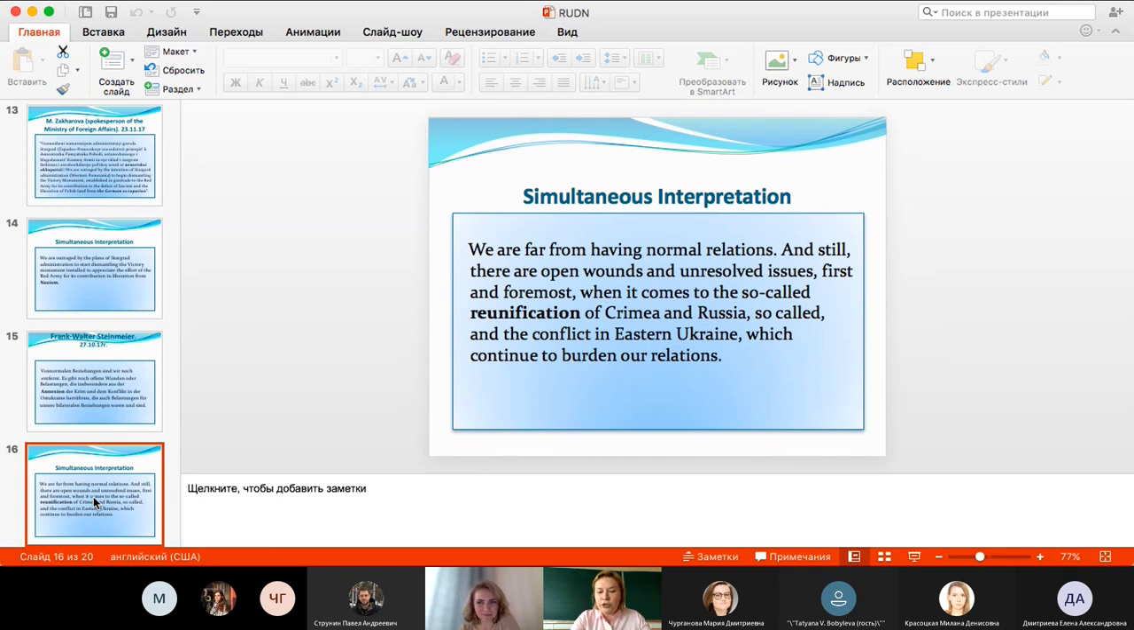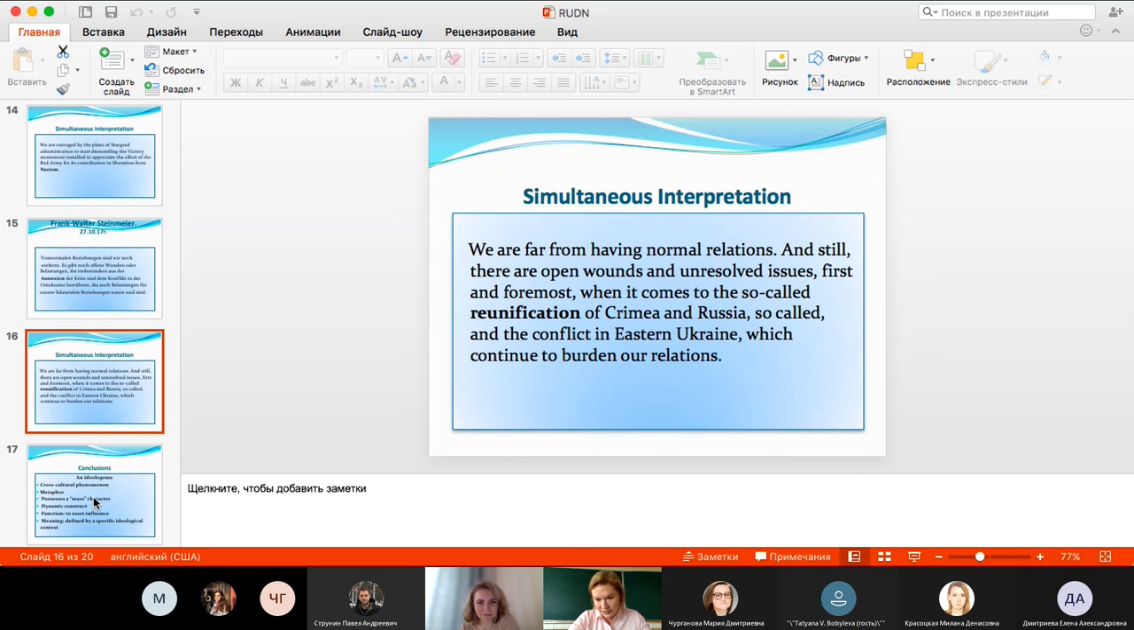So what actually happened here? Of course you understand that this particular interpretation provoked many discussions, and it turned into a really scandalous international event, to put it mildly, because you understand that Frank-Walter would have never called the process that took place in Crimea a reunification of Russia. It's just abundantly clear, right, that it was an ideological mistake.